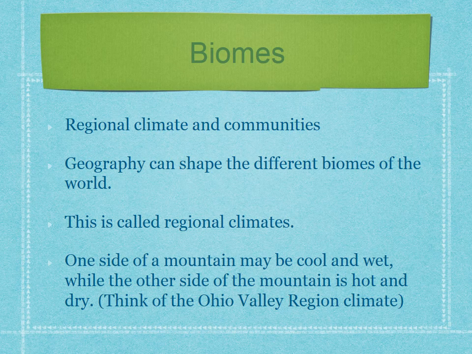So to define what a biome is, essentially it's a regional climate and its communities. So we talked about how there's different climate areas. We call those biomes. So geography can also shape the different biomes of the world, and we call these regional climates. A regional climate example would be kind of like how one side of a mountain may be cool and wet, while the other side of the mountain is hot and dry.